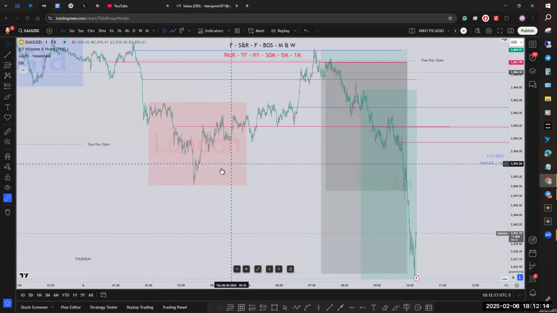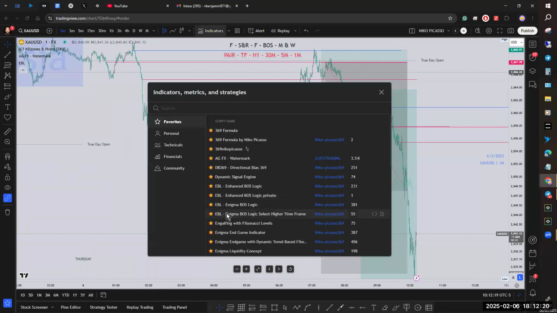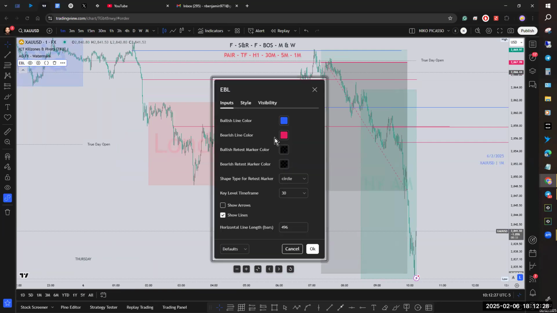Today, I'm going to make this video just to show you the update of the indicator right here. I think it's very helpful. This one right here, EBL, Enigma, Boss Logic, select higher time frame. I'm going to walk you through my settings quickly.